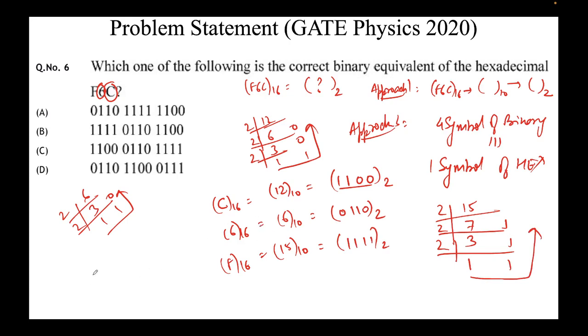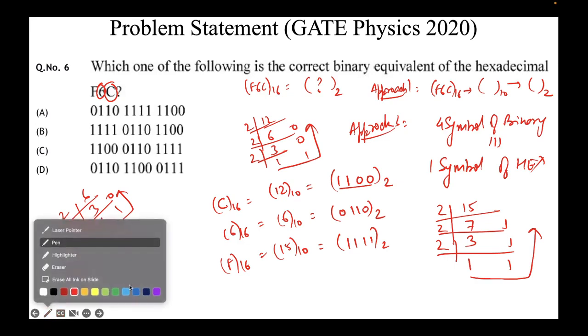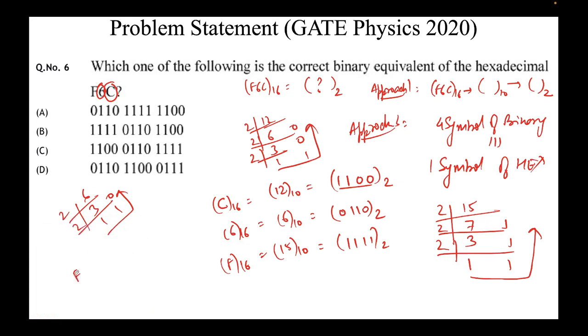So what's the number now? The number originally was F6C. I know C corresponds to, I calculated this, 1100. I know 6 corresponds to 0110. I know F corresponds to 1111. So what's the final number? This is the final number: 1111 0110 1100. Only one option has that, B: 111101101100.